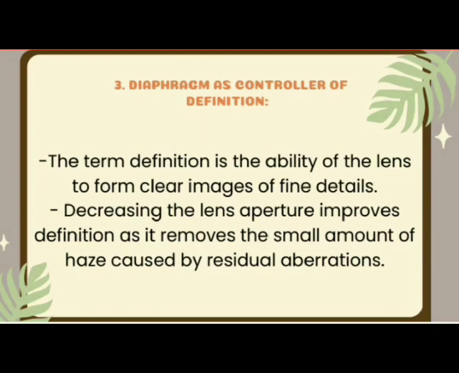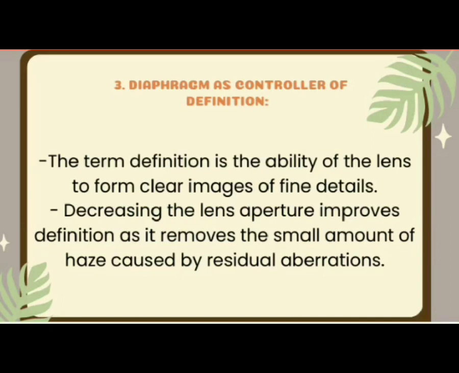Diaphragm as controller of definition. The term definition is the ability of the lens to form clear images of fine details. Decreasing the lens aperture improves definition as it removes the small amount of haze caused by residual aberration.